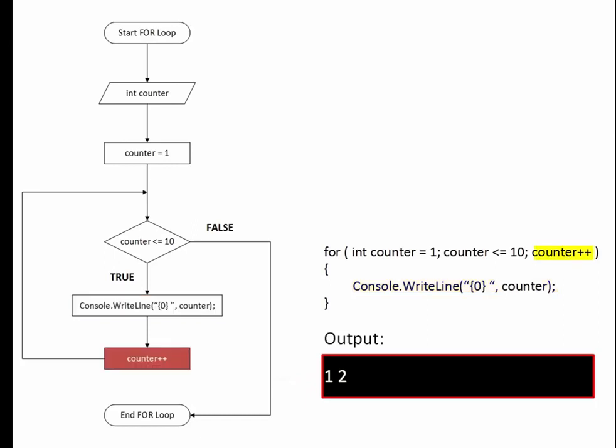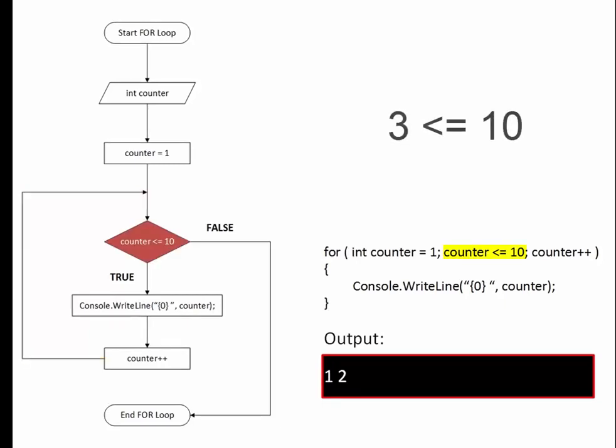Once the statements within the loop are executed, the control variable is updated by 1, so its current value of 2 will now become 3. The process will repeat by starting again at the loop continuation condition. Because 3 is less than or equal to 10, the loop's body will be executed.